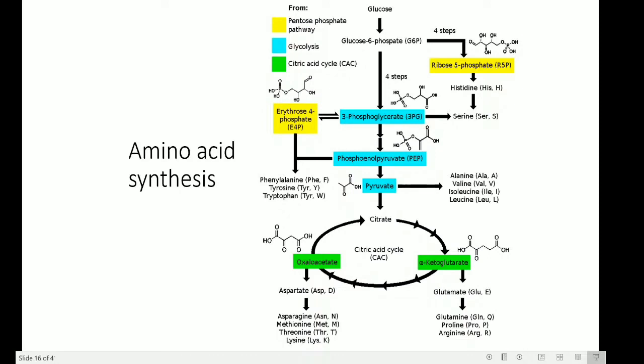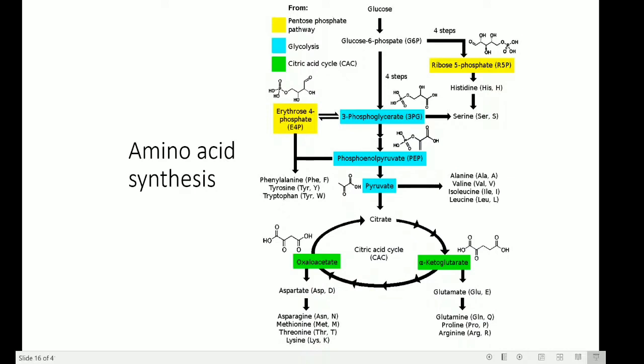Using alpha-ketoglutarate, it's producing glutamate. This glutamate helps to produce the amino acids proline, glutamine and arginine. Then another thing is oxaloacetate. This oxaloacetate helps to produce aspartate. Aspartate can be converted into various amino acids, called asparagine, methionine, threonine and lysine. These four are produced from the citric acid cycle outputs.